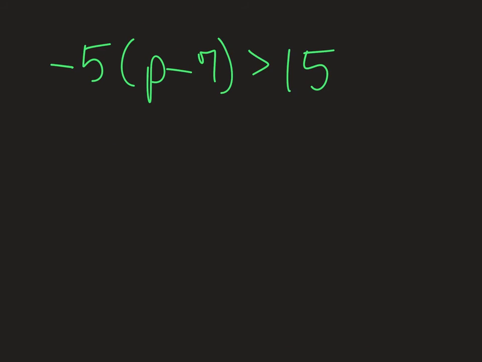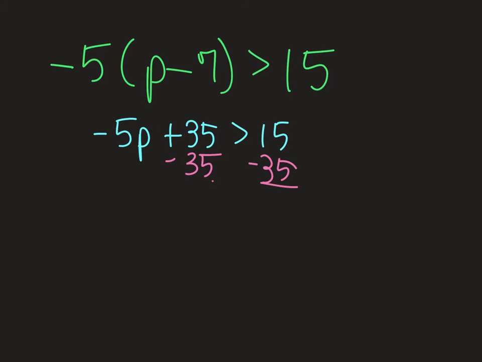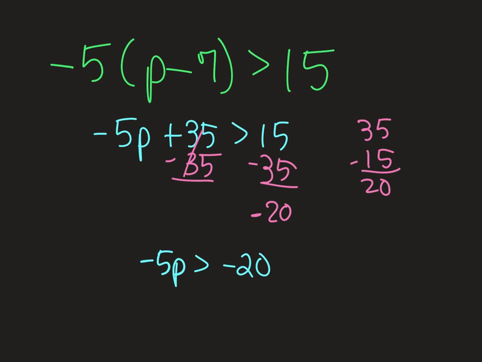All right, let's try this one. First step is to distribute. I get negative 5p plus 35 is greater than 15. Remember, it was a positive 35 because two negatives make a positive. Now I'm ready to subtract 35 from both sides. Minus 35, cross it. What's my answer? It's really 35 minus 15. So I get 20. Think bigger, it's negative. Rewrite, negative 5p is greater than negative 20.